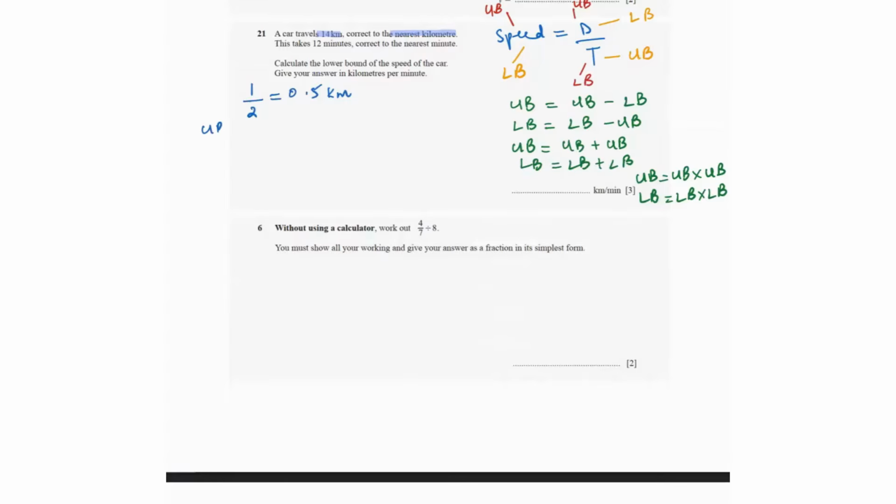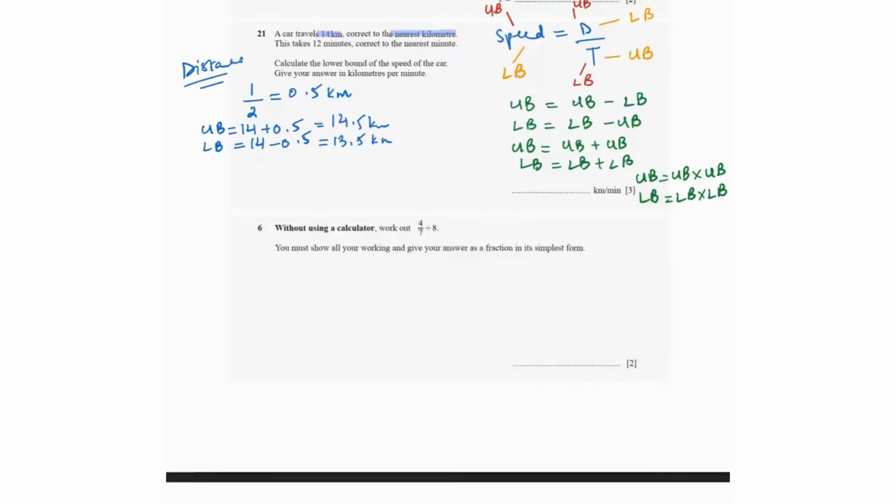So the upper bound would be 14 plus 0.5 and the lower bound would be 14 minus 0.5. I know I just need the lower bound for this, but I'm teaching you how to find the upper bound as well in case you didn't know. So that's going to be 13.5 kilometers for the lower bound and 14.5 kilometers for the upper bound. Then this was for distance.